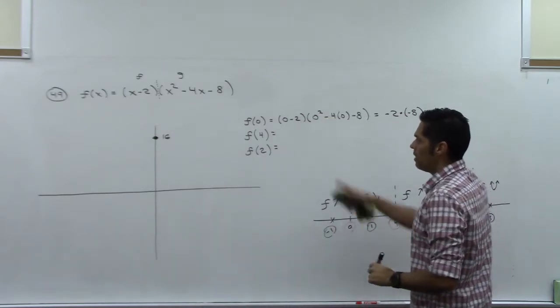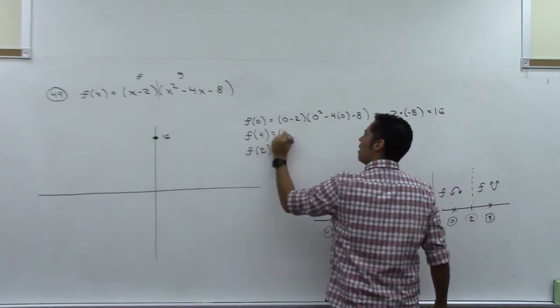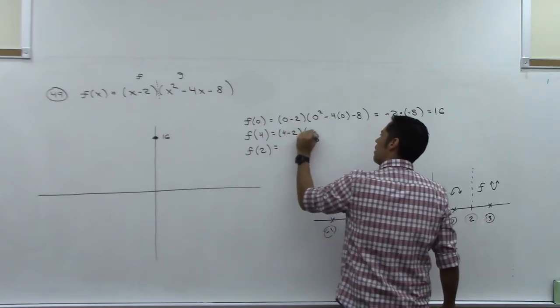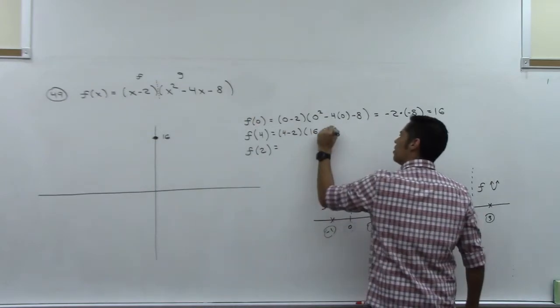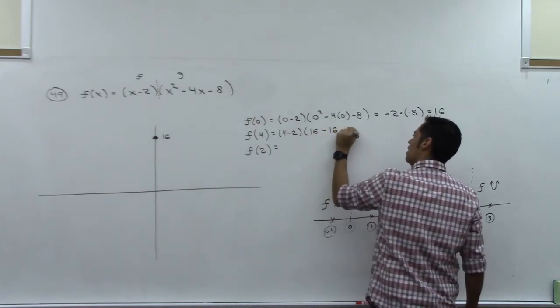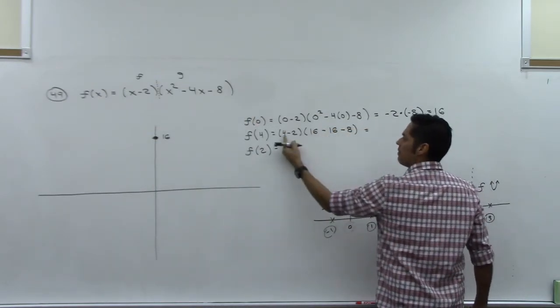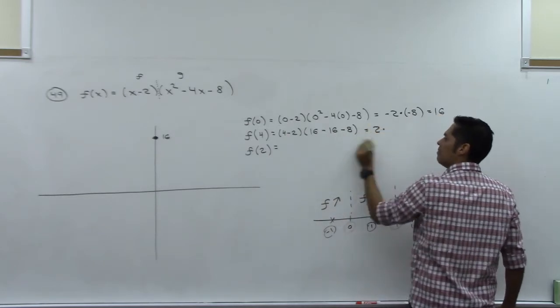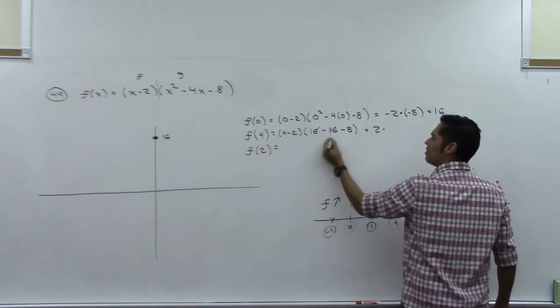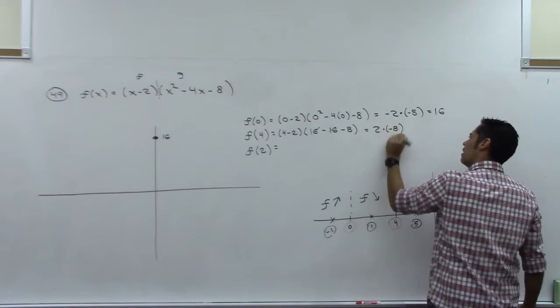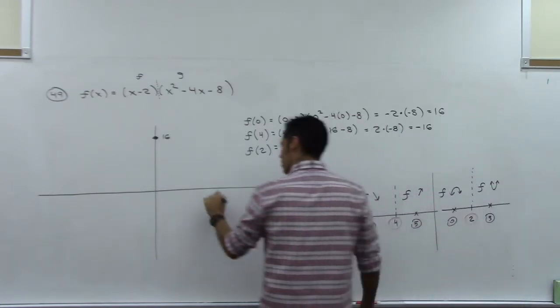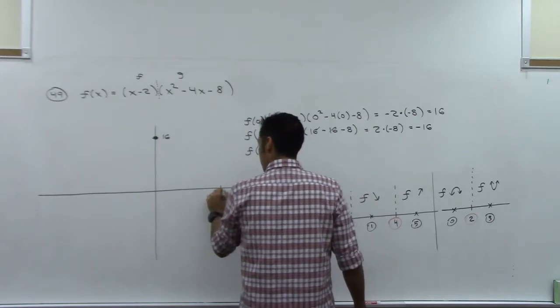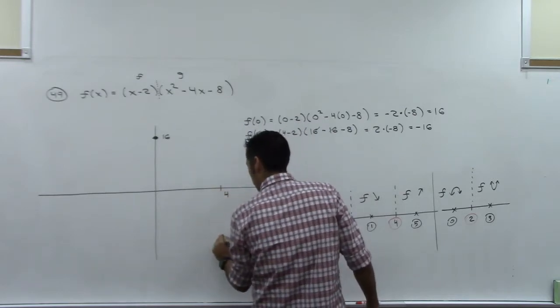Now at 4, I need to plug 4 in there. It'll be 4 minus 2, and then 4 squared is 16 minus 4 times 4, which is another 16, and then minus 8. So here you get 4 minus 2 is 2 times, the 16s cancel, so you just get negative 8. So I should get negative 16. That's what's happening at 4. So here's 4. And I'm down here at negative 16.